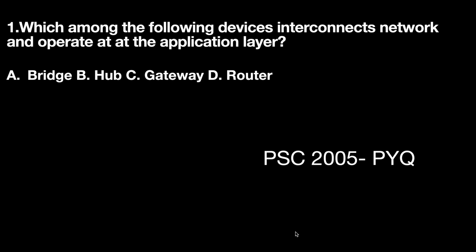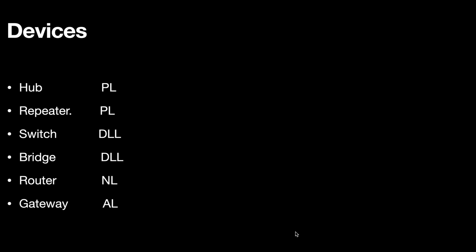Which among the following devices interconnects network and operate at the application layer of OSI model? Option A, bridge. Option B, hub. Option C, gateway. Option D, router. Exactly, the answer is option C, gateway. This question was a PSC previous year question in 2005. Okay, the answer is gateway.